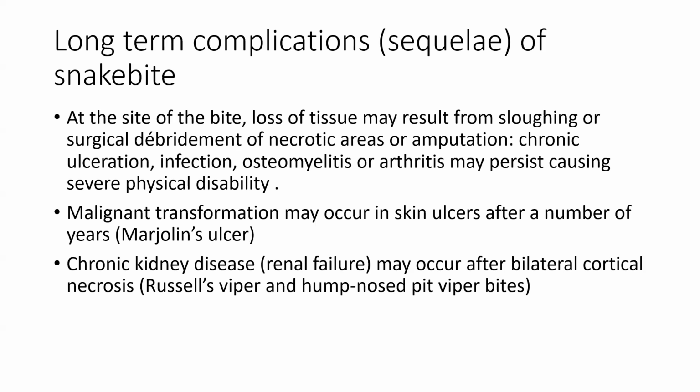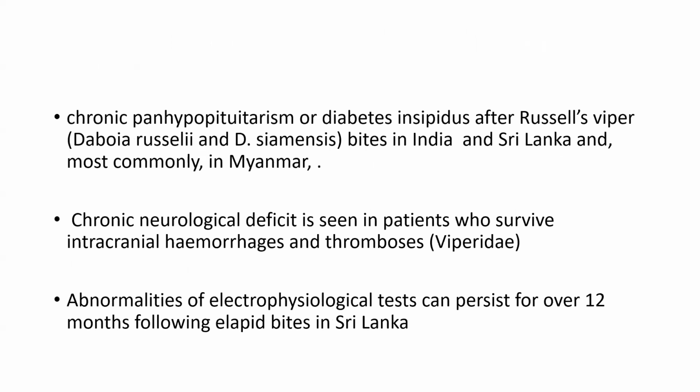That is Marjolin's ulcer. Chronic kidney disease may occur after bilateral cortical necrosis, which occurs in the case of Russell's viper and hump-nosed pit viper bites. Chronic panhypopituitarism and diabetes insipidus after Russell's viper bite occur in India and Sri Lanka, most commonly in Myanmar. Chronic neurological deficit is seen in patients who survive intracranial hemorrhage and thrombosis.